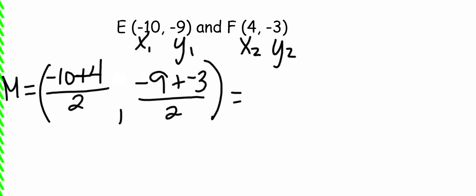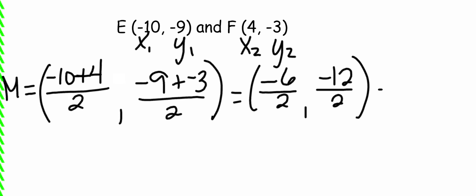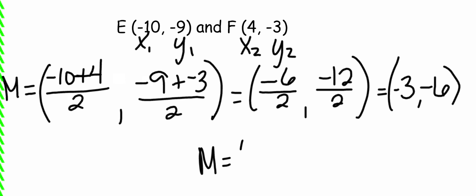-10 plus 4 is -6 divided by 2. -9 plus -3 is -12 divided by 2. -6 divided by 2 is -3. -12 divided by 2 is -6. So my midpoint is (-3, -6).